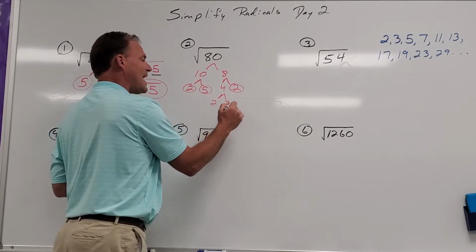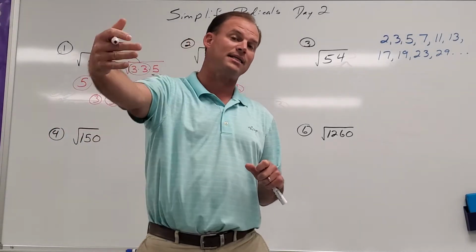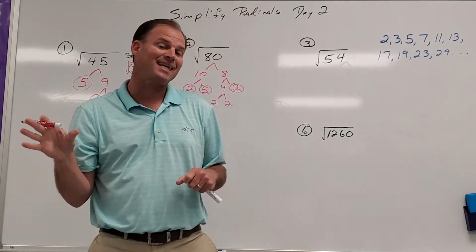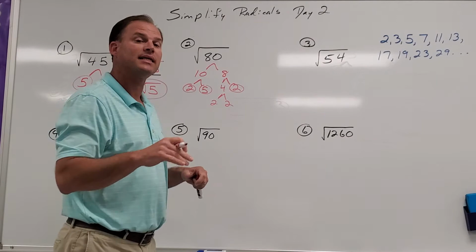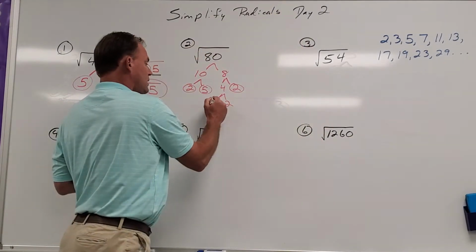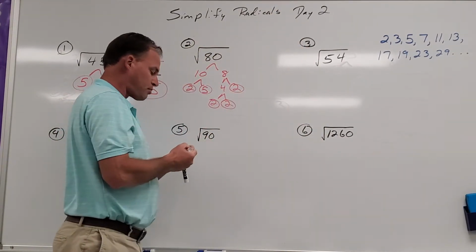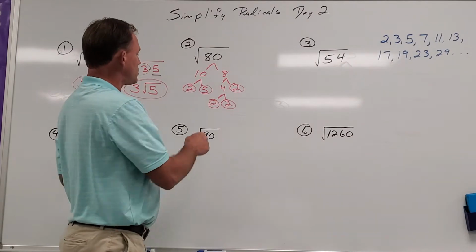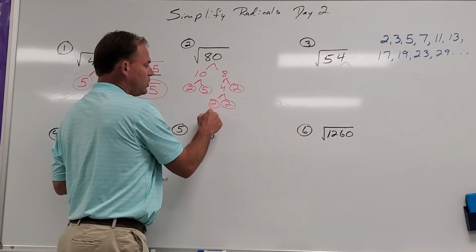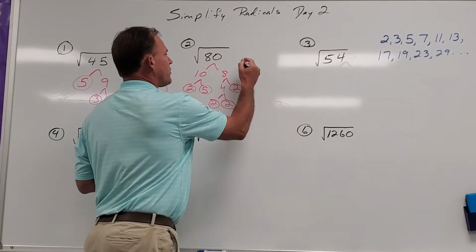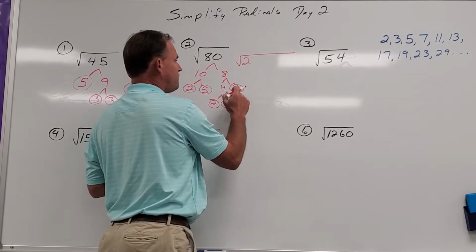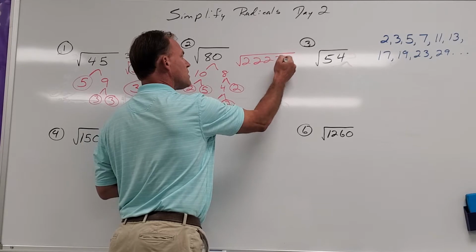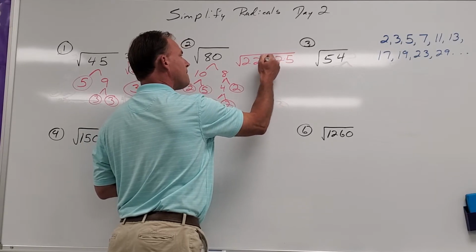2 and 5 are prime numbers. 4 is not. Make sure you are breaking down the 4s and the 6s. That's where a lot of people are making mistakes. They're not breaking things down all the way. Make sure you take it down to the prime numbers. So again, I've got a 2, a 5, 2, 2, 2. So I rewrite it. There's 1, 2, 3, 4 2's and a 5.